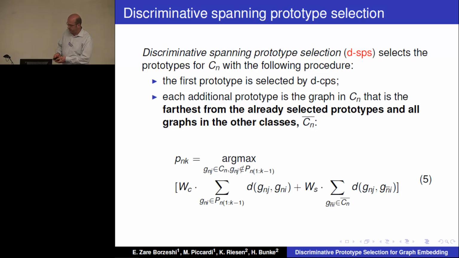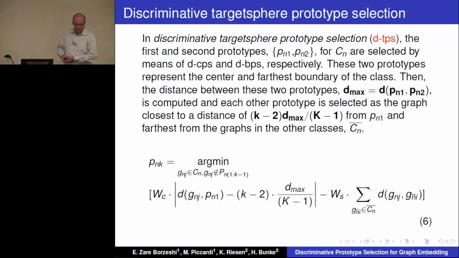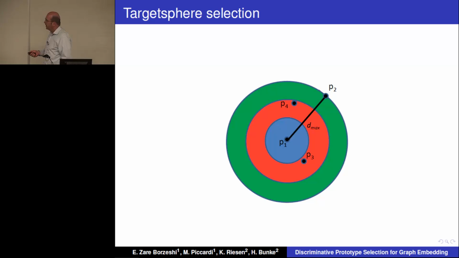The second last is called target sphere prototype selection. The second term in the objective, this term here, is analogous to the previous, enforcing separation between classes. And this term here enforces the choice of prototypes that are in proportional distances from the center. Let me explain with the next picture, which is much easier to understand.